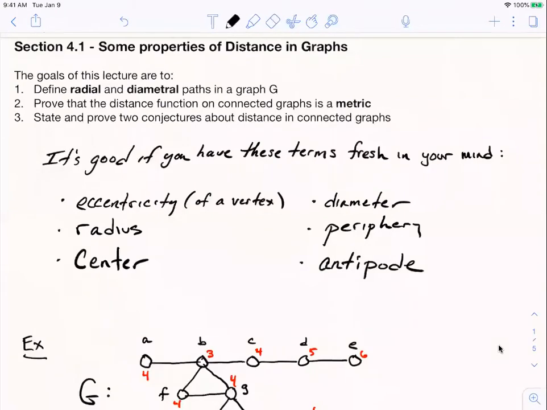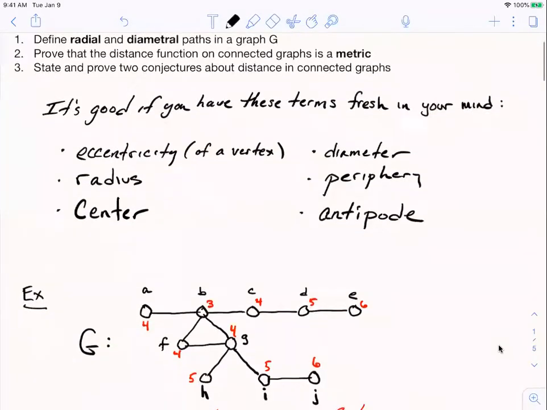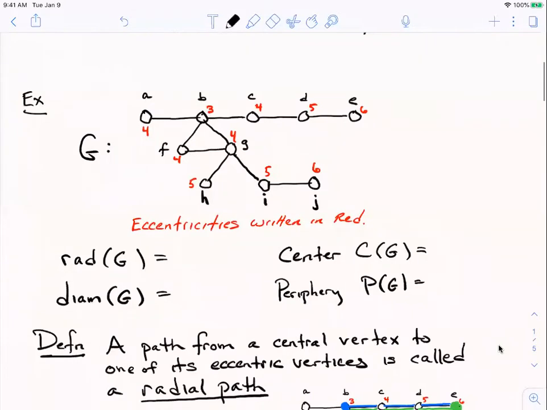All right, so you've seen the first video. We've introduced distance. I listed some terms there that, if you need to, maybe you'd rewatch that video. I'm assuming these things are fresh in the mind of the person watching this: eccentricity, diameter, and so on. Okay, so I like to make the definitions with an example in front of me, so let's do it.